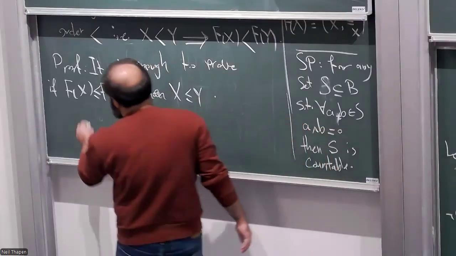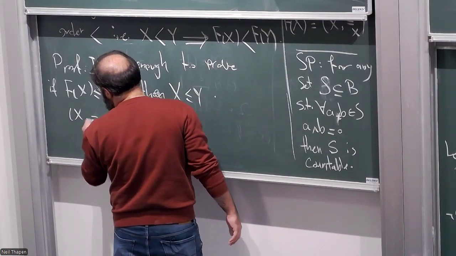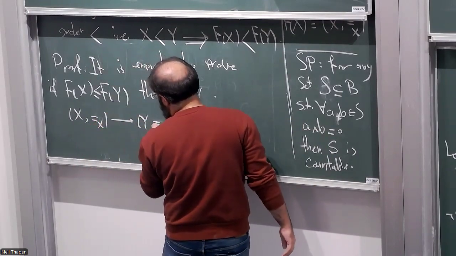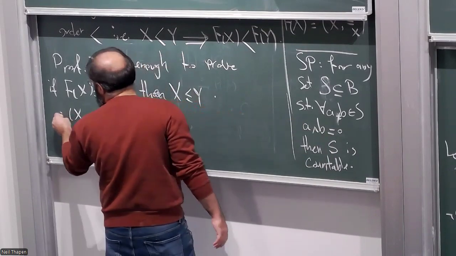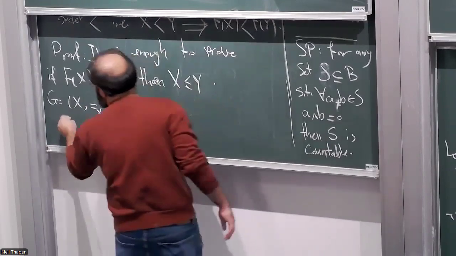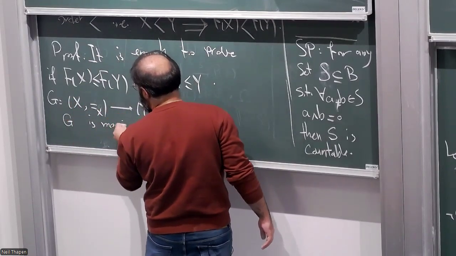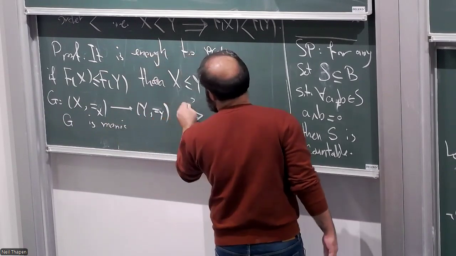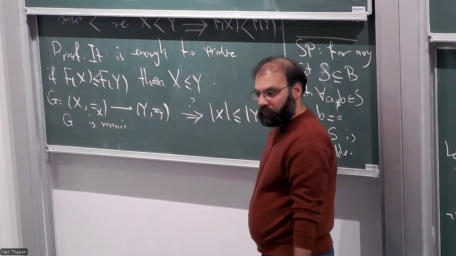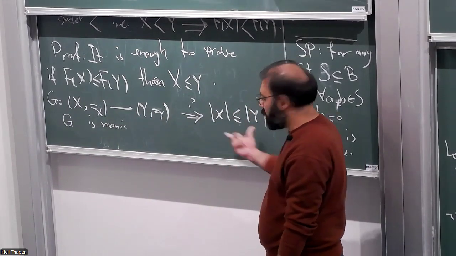Let's say that I have f of x, f of y. Then I have x, equality of x, 2, y, equality of y. There exists some map G inside B set, and G is monic, right? That is the definition. The goal is that the cardinal of x is less than the cardinal of y. I have to do some counting to do this.